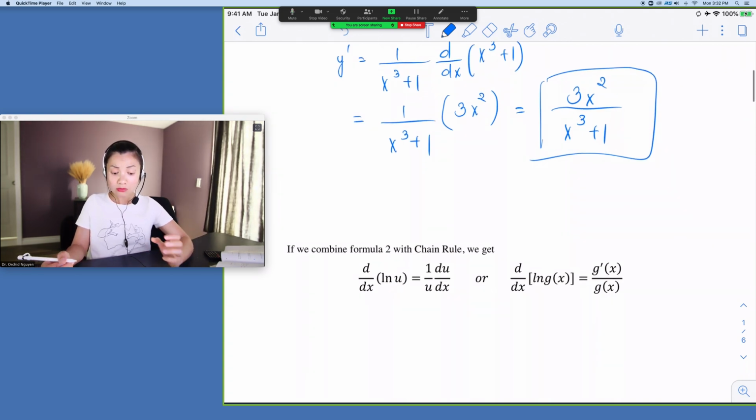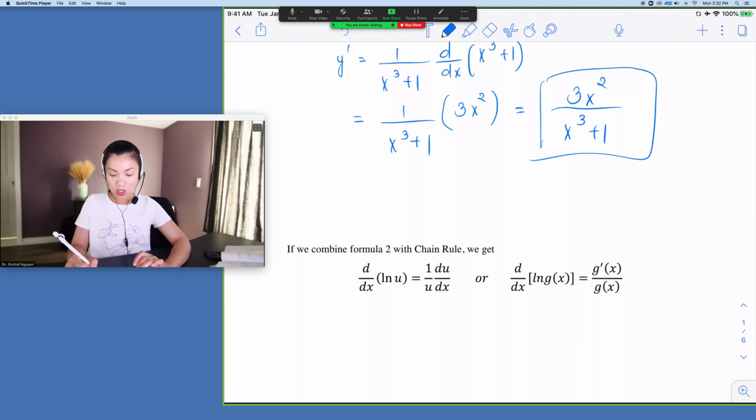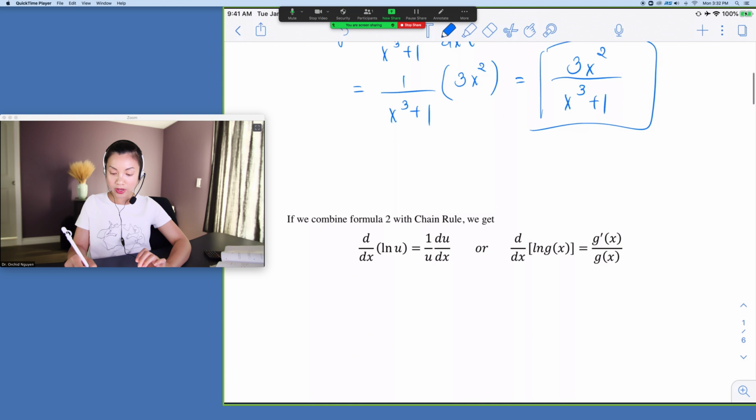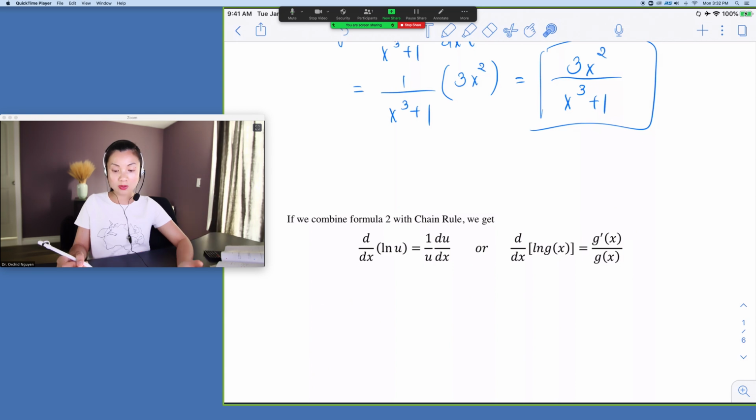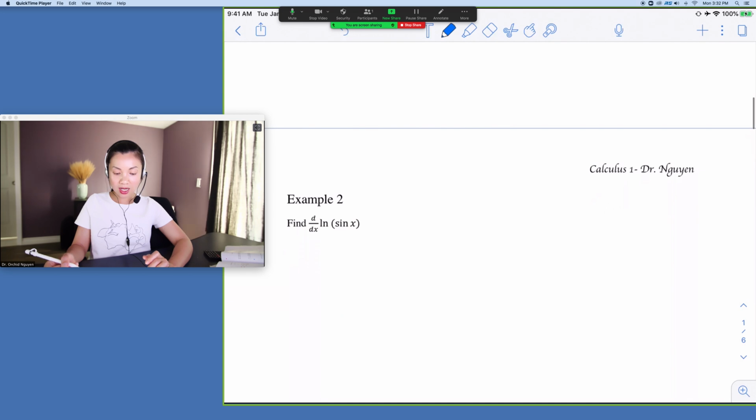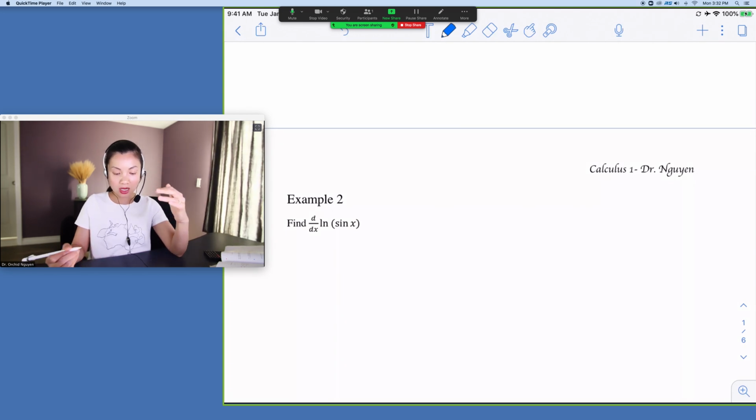Okay, if you want to rewrite, this would be better. Now, if we combine everything with the chain rule formula, you see that we have 1 over g of x and then g prime. So it's just g prime over g of x. Keep that in mind. I don't even think of it. I just take care of the chain rule.